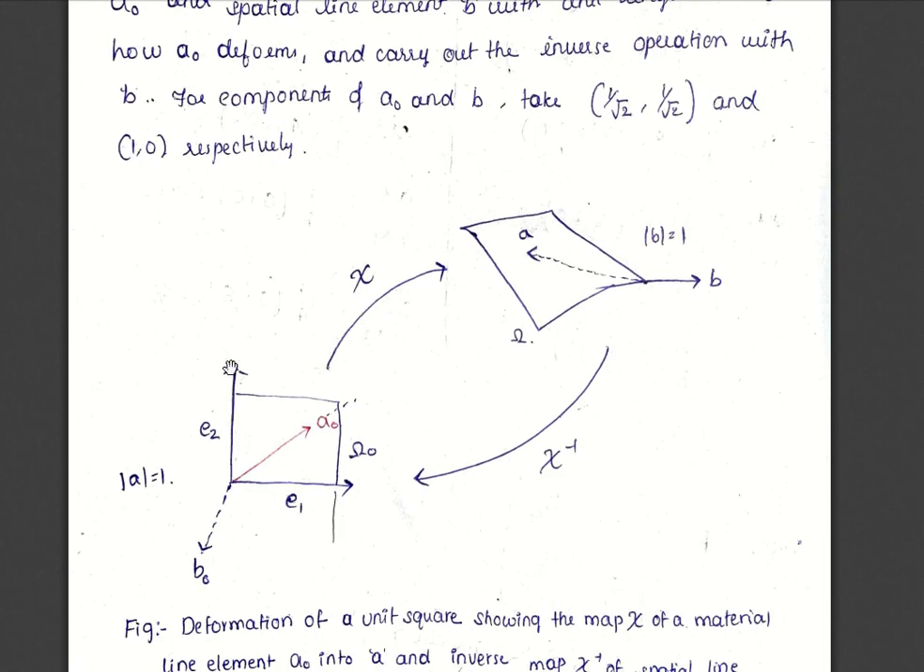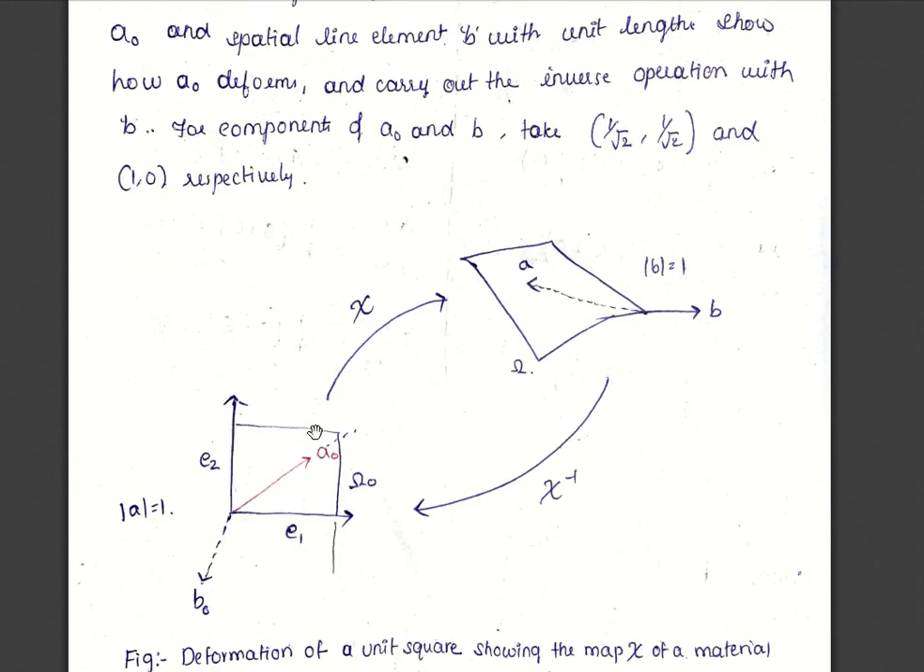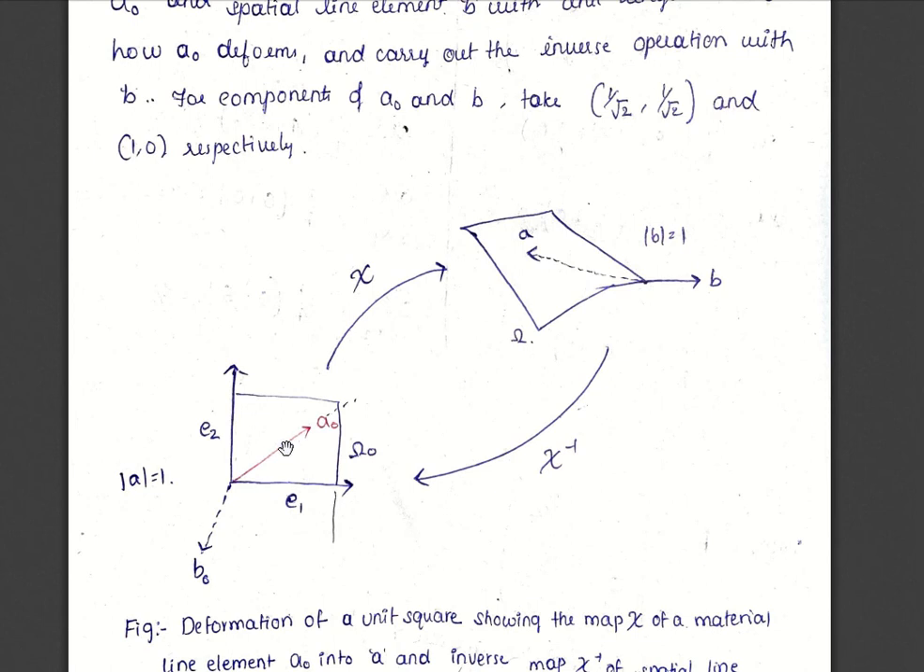So this is the figure they have given to us. Initially, A naught was given. A naught is a unit vector, so its magnitude is 1, in the material configuration. In the spatial configuration we have B, which is also a unit vector, so the magnitude of B is 1. This B is given with components 1, 0, and A is given as 1 by root 2, 1 by root 2. These are the points: A is the vector, and this is B, 1, 0.